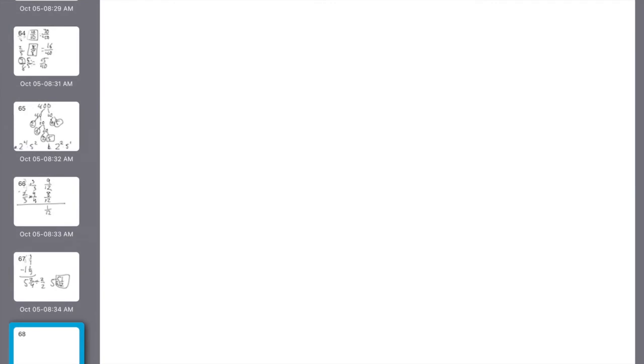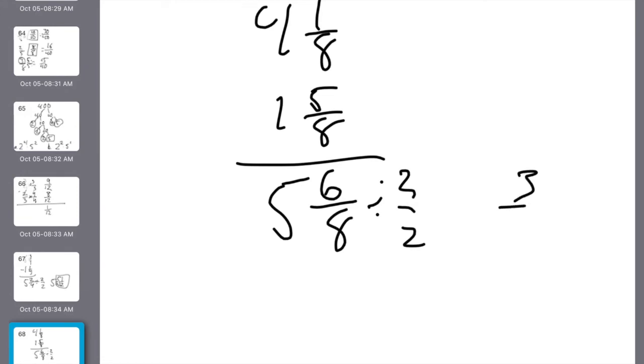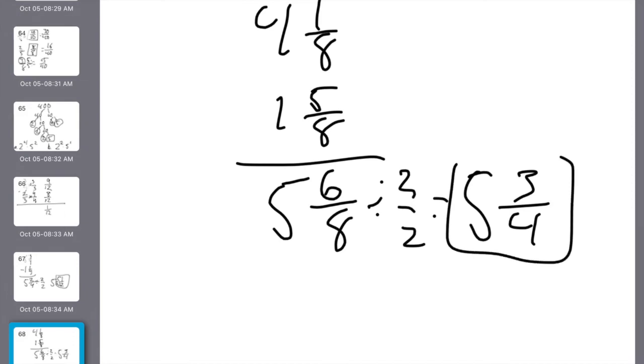Number 19, missing the first in subtraction. When I'm missing the first in subtraction, I add. So I have 4 and 1/8 plus 1 and 5/8. Add 1 plus 5 is 6. 8 stays the same. 4 plus 1 is 5. Once again, I have to reduce by dividing by 2 over 2. 6 divided by 2 is 3. 8 divided by 2 is 4. 5 stays with it. I have 5 and 3/4.